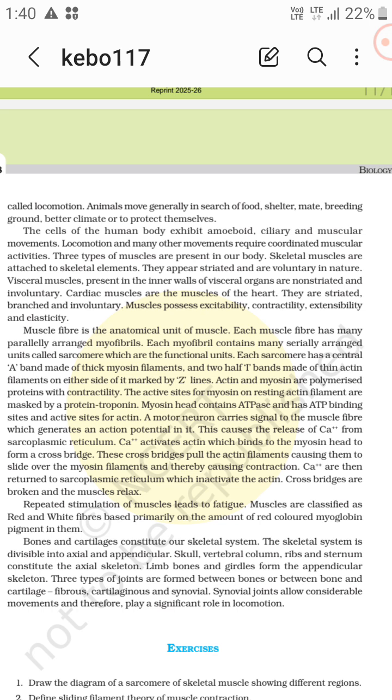Bones and cartilages constitute our skeletal system. The skeletal system is divisible into axial and appendicular. Skull, vertebral column, ribs and sternum.